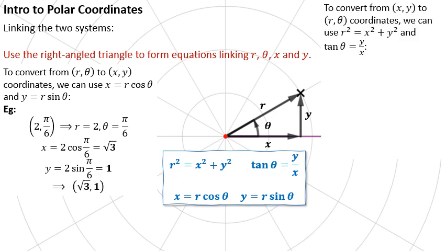Similarly, if we're converting back the other way, we would probably use the other two identities here: r squared equals x squared plus y squared, and tan theta equals y over x. So if I gave you the point (root 3, 1), and that was in Cartesian form, you would know that meant x was root 3 and y was 1. Then we could put them together and find the value of r.